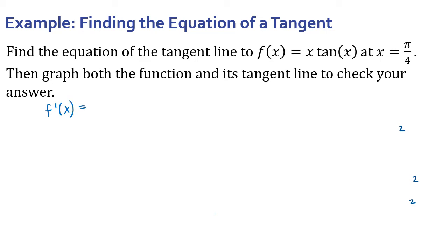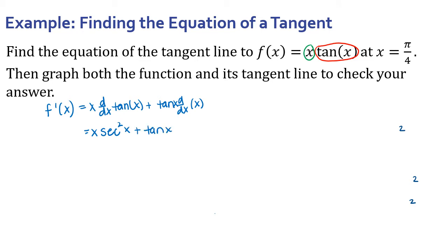So here I can see I'm going to have to use the product rule. There's one function, there's my other function. So it's going to be x times the derivative of tangent of x plus tangent of x times the derivative of x. That's the product rule. So that's going to become x times secant squared of x plus tangent of x.